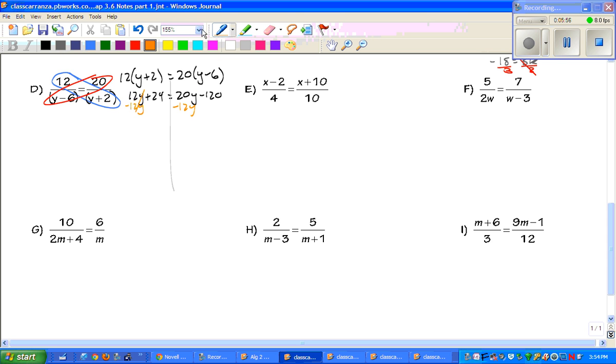I'm going to subtract the smaller variable, 8y minus 120. Add 120 to both sides. Get 144 equals 8y. Divide both sides by 8. That's on your multiplication charts. 18 equals y.